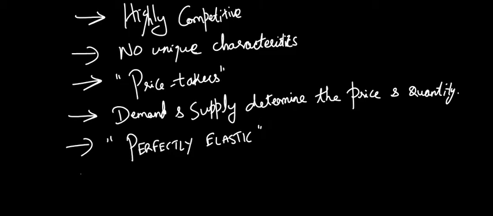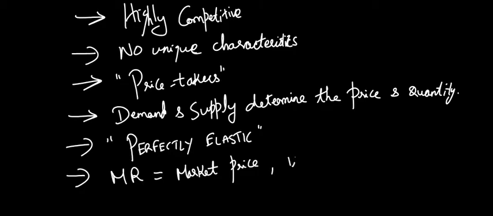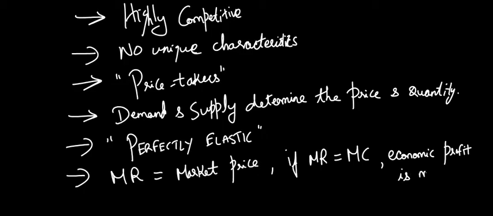Now, in a perfect competition, the marginal revenue, that is the revenue obtained by selling one extra unit of the product, is equal to the market price of the product. And so, if marginal revenue is equal to marginal cost, that is the cost incurred to manufacture one extra unit of the product, economic profit is maximized in a perfect competition.